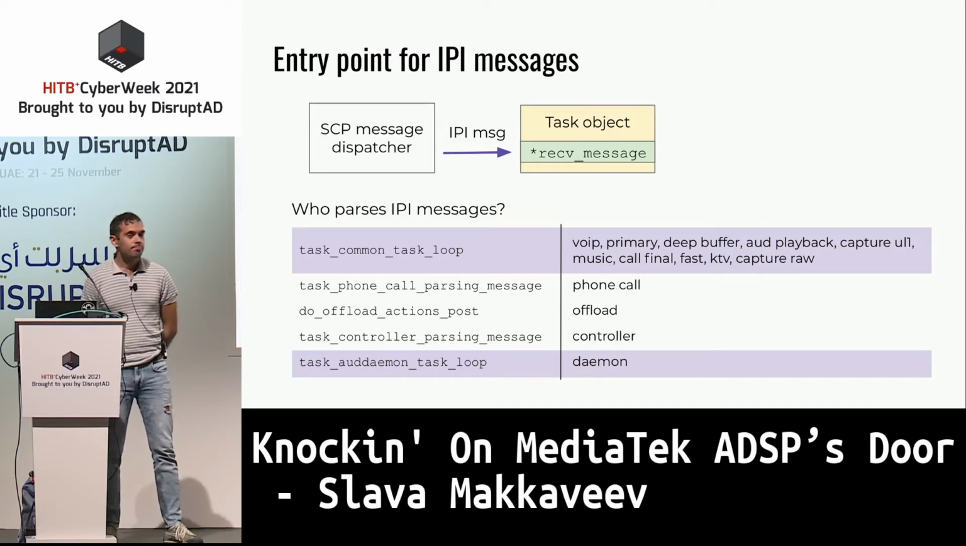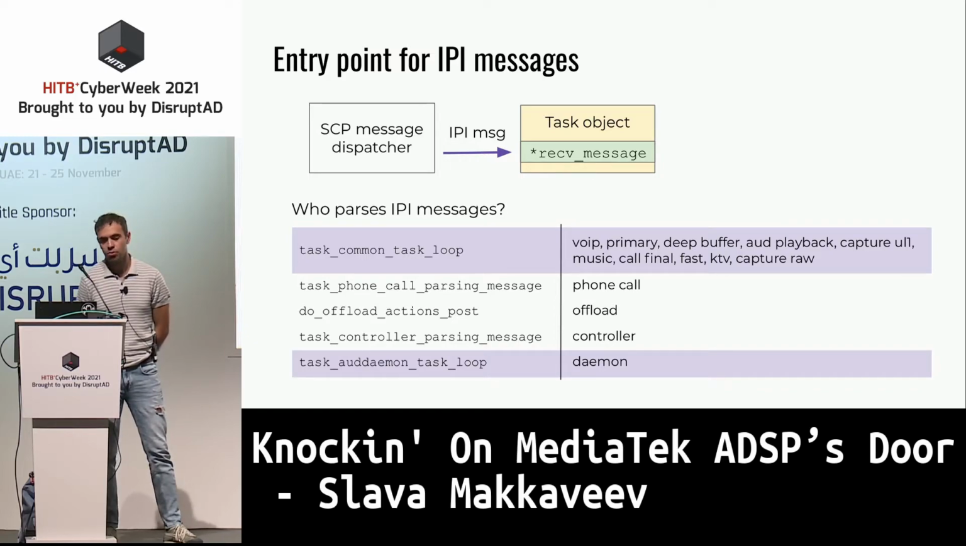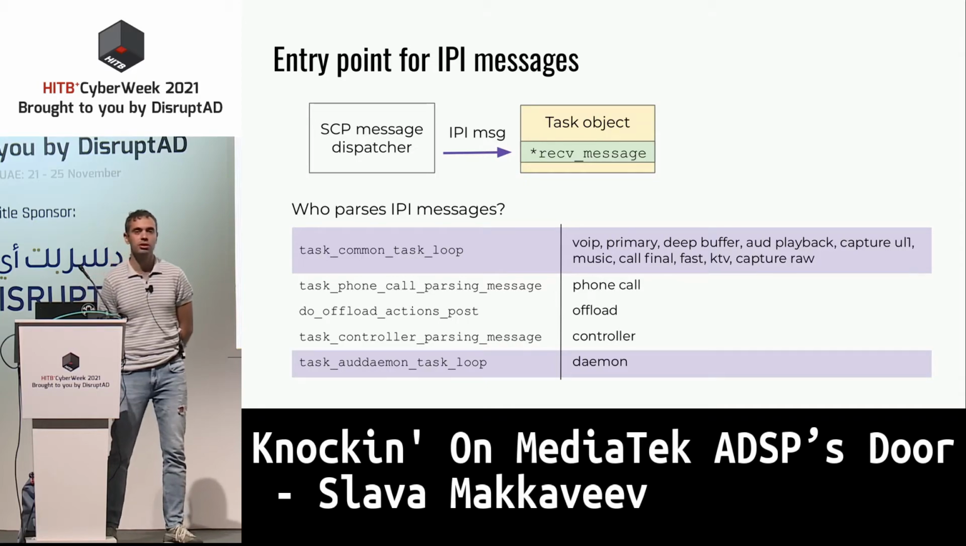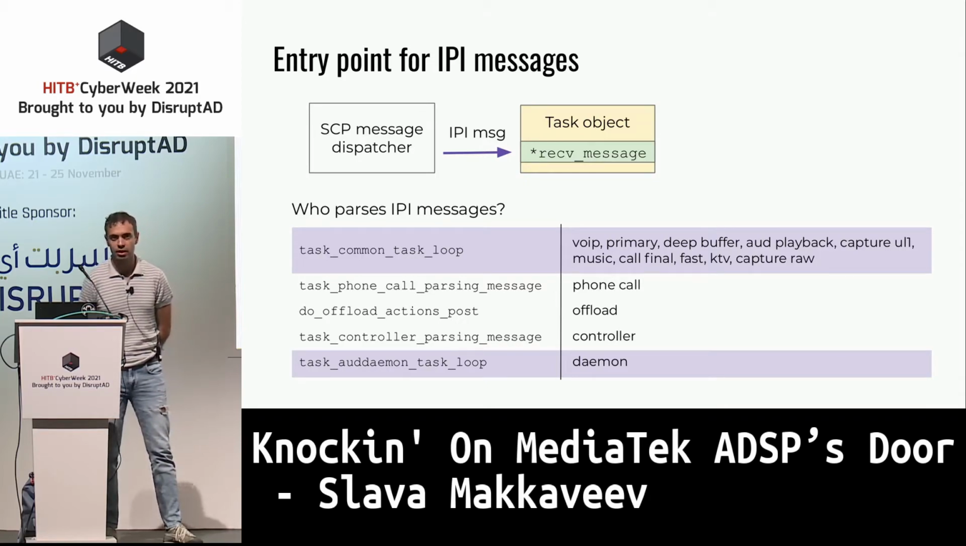Okay. The audio IPI Linux driver does not communicate with the audio DSP processor directly. Instead, it forwards audio IPI messages from the Android user space to the system control processor, adding these messages to the SCP queue. And the audio DSP operating system registers an SCP message dispatcher to get these messages. Each audio task is presented in the audio DSP operating system by a task object. This object, amongst other things, contains a pointer to the receive message function, and the SCP message dispatcher calls these functions when a new IPI message arrives.